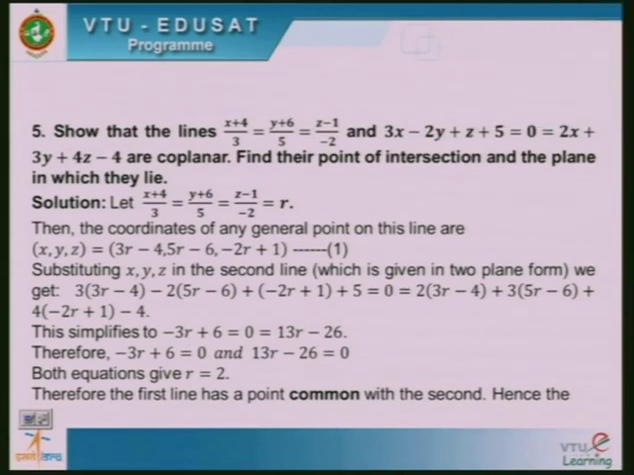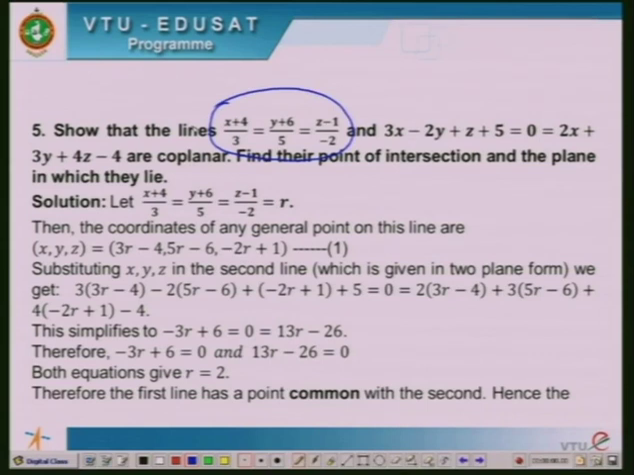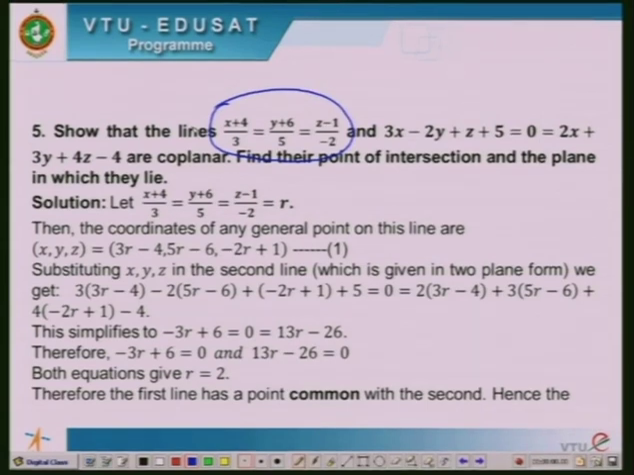Now, these examples illustrated coplanarity of two lines and the point of intersection if both the lines are in symmetric form. Now, what if they appear in different forms? The next example illustrates this. Example 5, show that the lines, observe this line is in symmetric form, x plus 4 by 3 equal to y plus 6 by 5 equal to z minus 1 by minus 2.